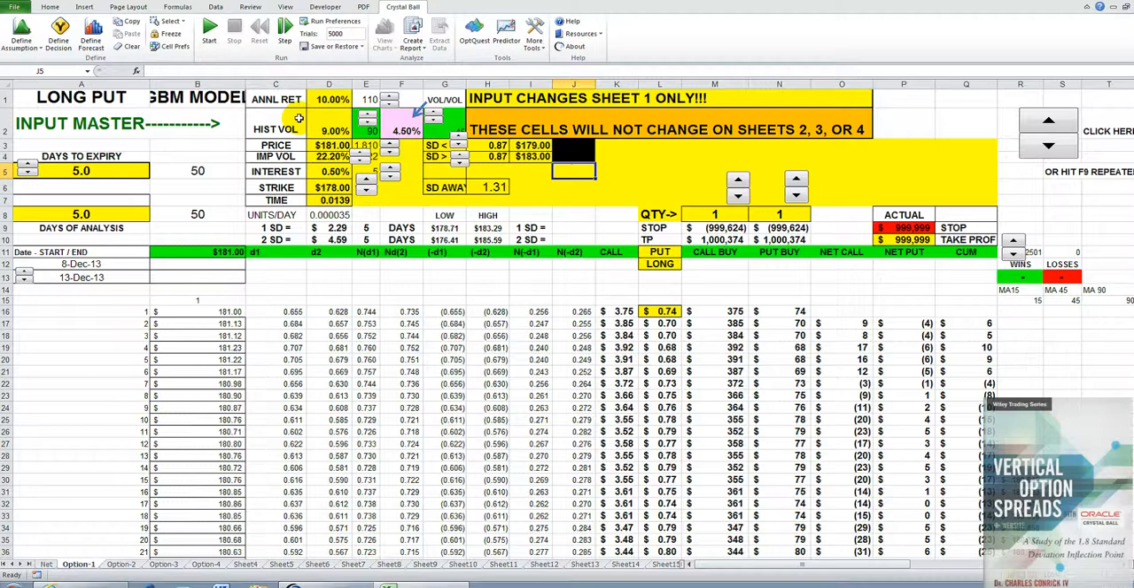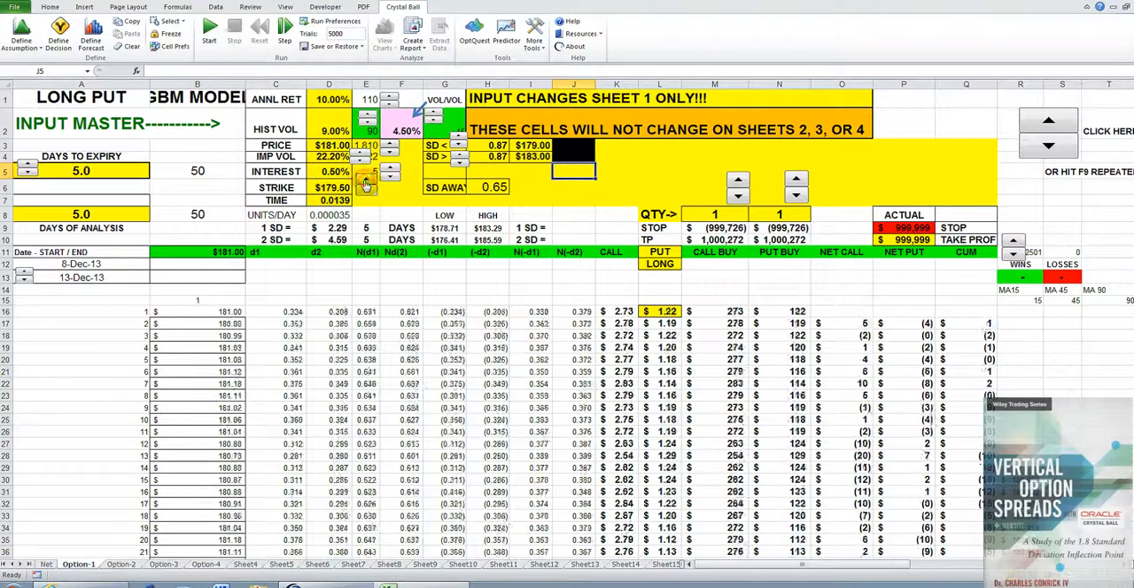Doesn't mean that's what's going to be. Could spike up to 20% for all I know. We're using, again, best estimates. But the purpose of this video is to show the trade. So I've put in the price of SPY at 181. And the strike we're going to go with, we said, would be 180.